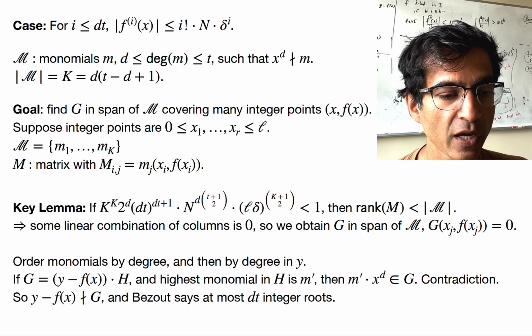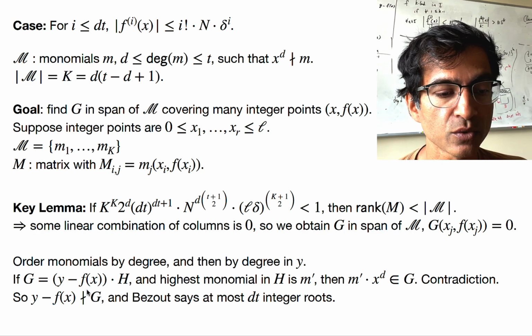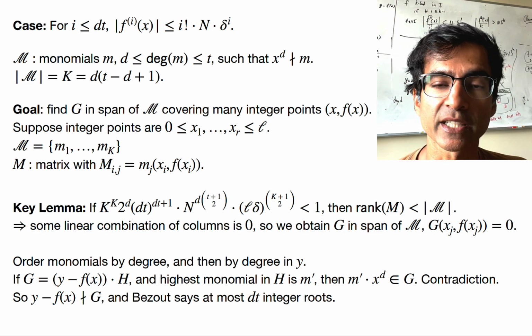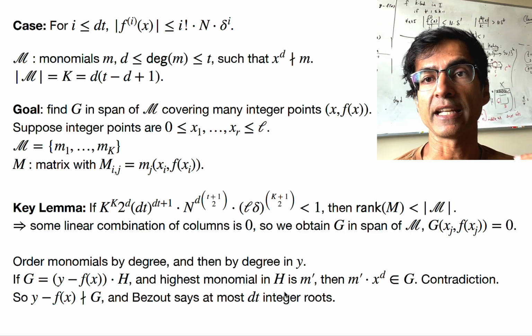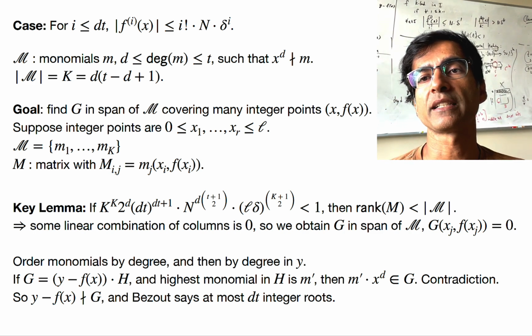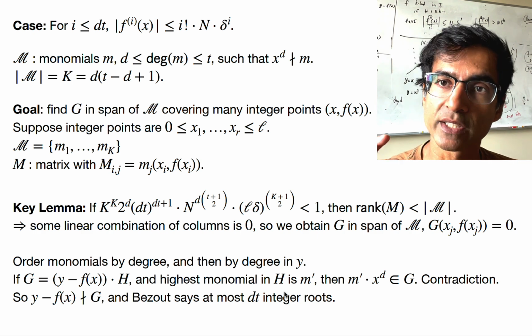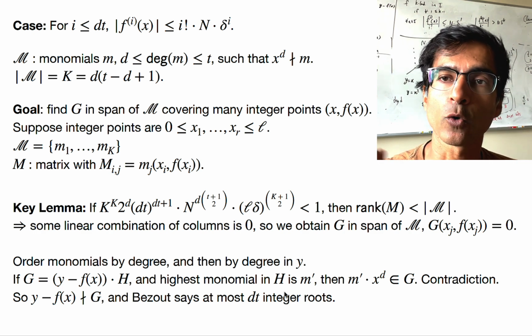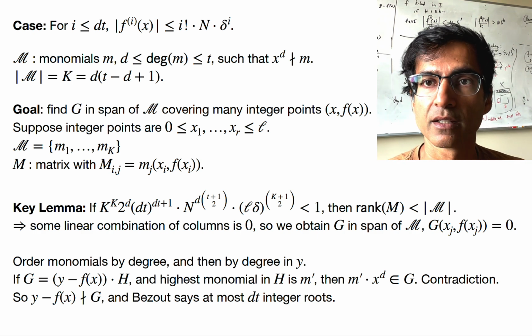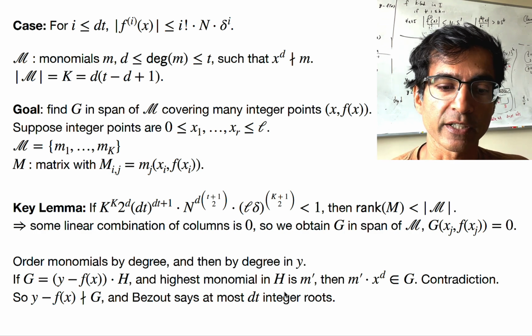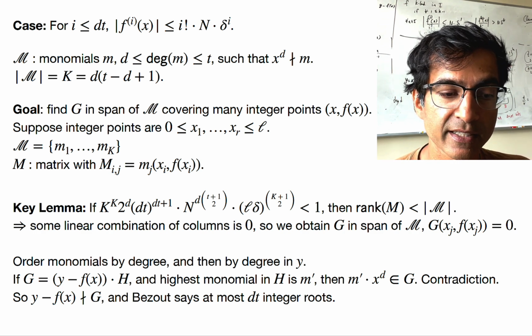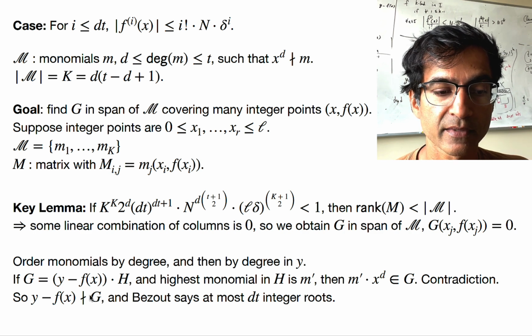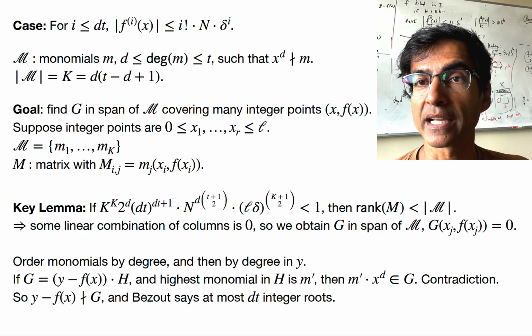Because if you have g that's equal to y minus f of x times some other polynomial h, then consider the largest monomial in h, meaning take all of the monomials in h, order them by their degree, and then within monomials of the same degree, order them by degree in y. And take the largest monomial in this ordering. So if m prime is that monomial, then you see that m prime times x to the d occurs in this product and is not cancelled out by any other monomial.